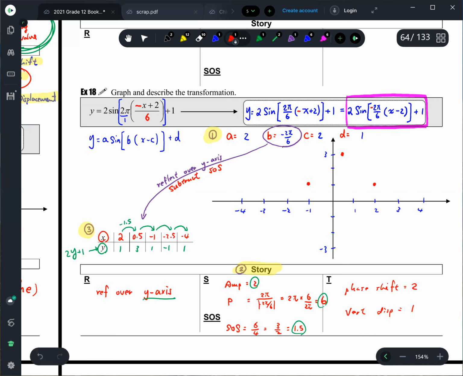Negative 1, 1. Negative 2.5 and negative 1 will be here. Negative 4, 1. Okay, please raise your hand after you finish the graph.